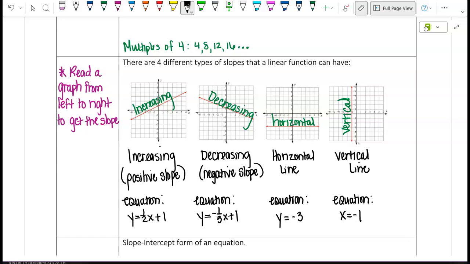Now, there's a big difference between the equations for the first two graphs and the equations for the last two graphs. I'm going to pause for a moment while you and your table talk about it and see if you can determine what the big difference is in the equations of the first two versus the last two. All right, so have we found the big difference in the equations of the first two that are increasing and decreasing versus the last two that are horizontal and vertical? What difference did we find here?